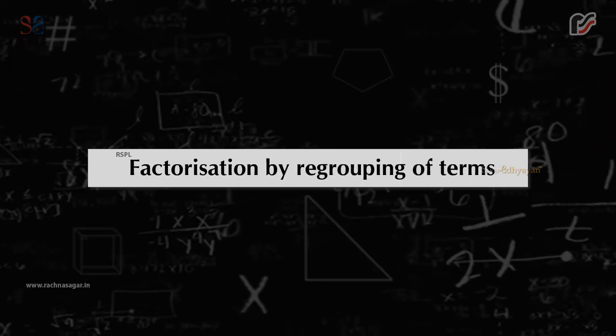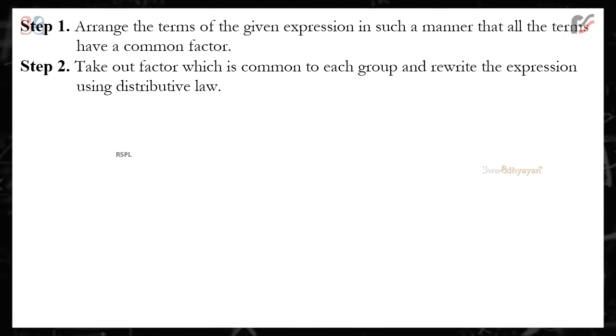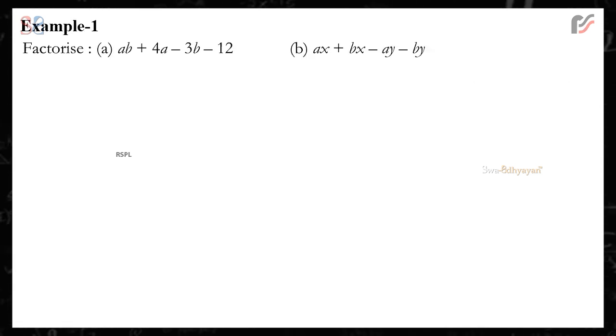Factorization by regrouping of terms. Step 1. Arrange the terms of the given expression in such a manner that all the terms have a common factor. Step 2. Take out the factor which is common to each group and rewrite the expression using the distributive law. Example 1. Factorize a, ab plus 4a minus 3b minus 12, and b, ax plus bx minus ay minus by.